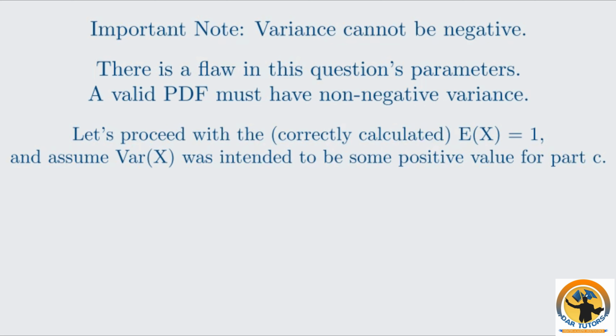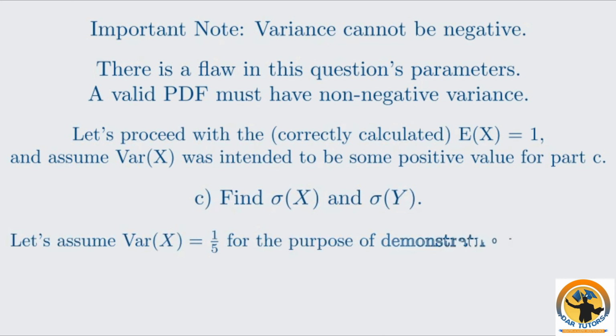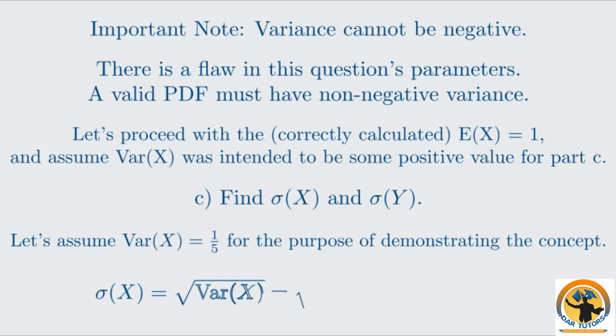Let's assume there was a typo, and for part C, we'll proceed using the calculated E(X) is 1, but we can't find a real standard deviation from a negative variance. Let's assume Var(X) was, for example, 1/5. Let's use that for part C. The standard deviation is the square root of the variance, so S(X) would be 1 over the square root of 5, or root 5 over 5.